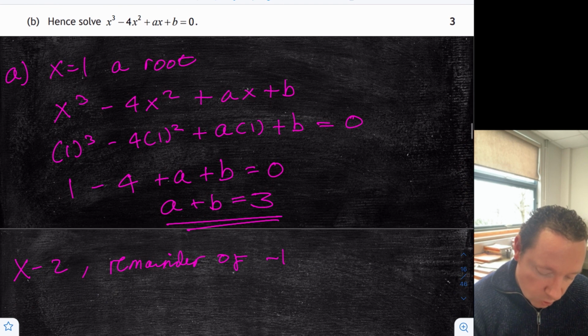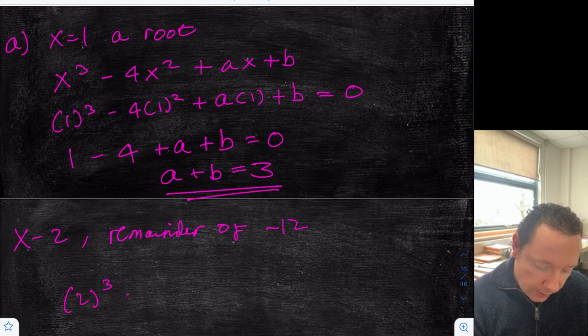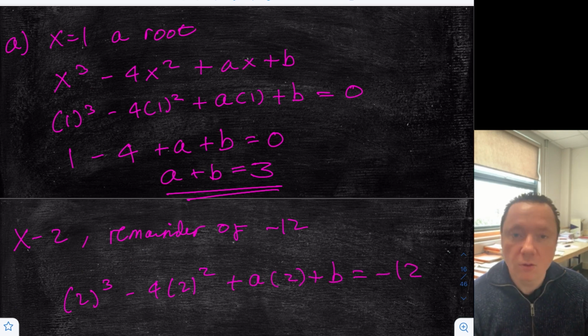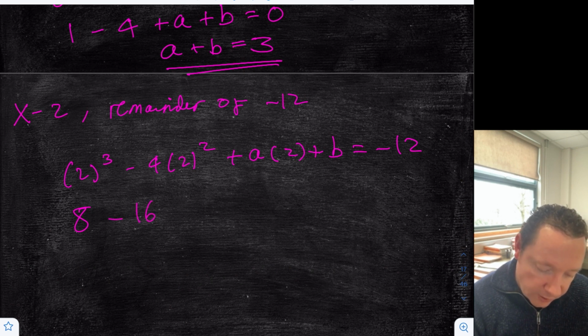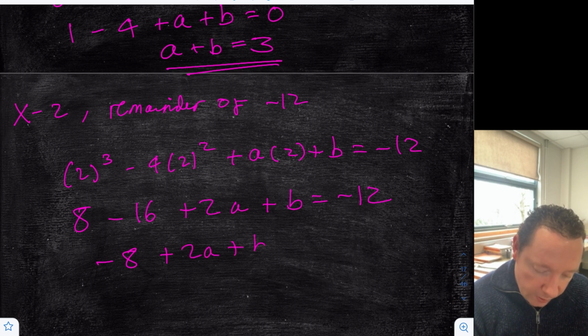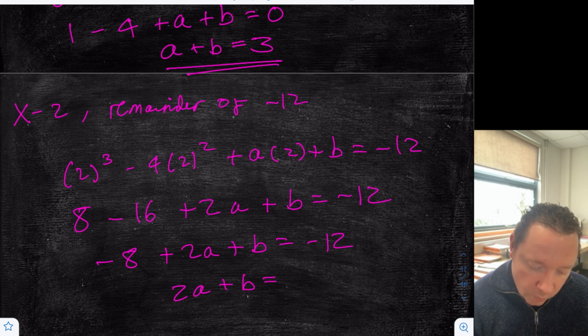X minus 2 gives a remainder of minus 12. So I get 2 cubed minus 4 times 2 squared plus a times 2 plus b, but now the answer to that's minus 12 instead of 0. Or you could use synthetic division, but this is probably easier. So tidying that up, we get 8, 2 2s are 4, times 4 is 16, so minus 16, plus 2a plus b equals minus 12. 8 minus 16 is minus 8, plus 2a plus b equals minus 12. So that means that 2a plus b equals minus 12 add 8 is minus 4.